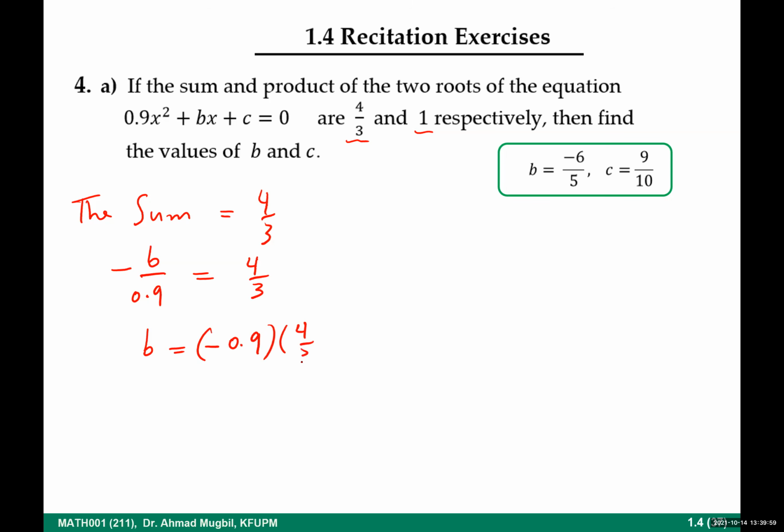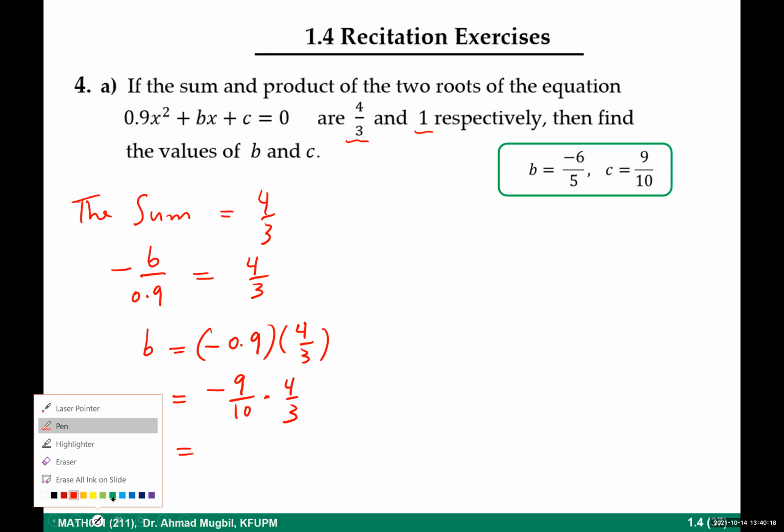Make the 0.9 a fraction. And for me, this is why I was wondering how you obtained that quickly, mashallah. But for me, what I usually do is negative 9 over 10 multiplied by 4 over 3. It will be much easier for me to avoid using any calculator or any decimal numbers, but it's okay. You can use whatever is suitable for you.